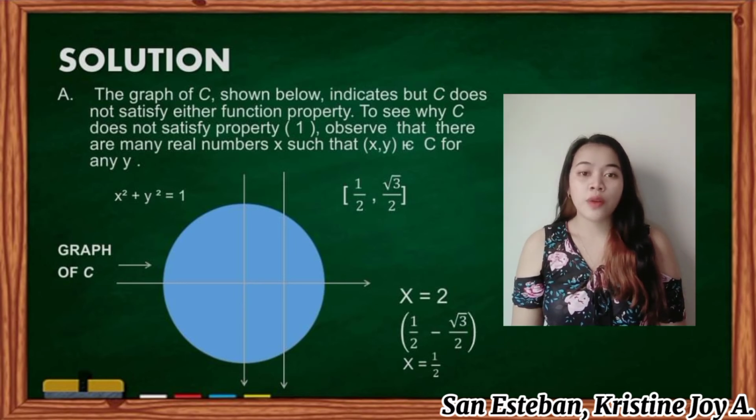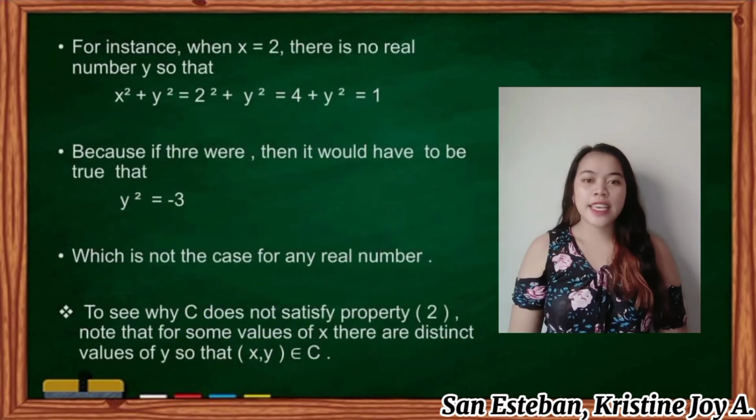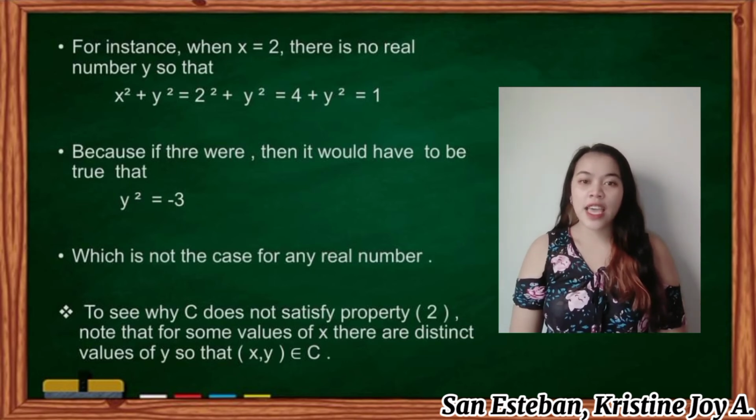This is the graph of C: x squared plus y squared equals 1. The points are (1/2, square root of 3 over 2) and, with x equals 1/2, (1/2, square root of 3 over 2).